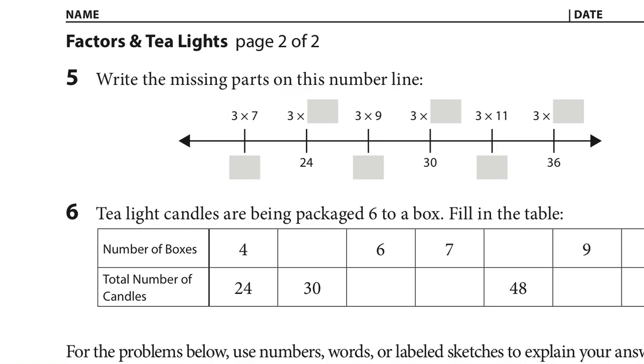We're going to write in the missing parts on this number line. Well, as I look at this number line, it kind of looks like you have 3 times 7, 3 times something, 3 times 9, 3 times something, 3 times 11, 3 times something else. Looks like we're counting by threes. And if we have 7, something, 9, something, 11, something, we might be able to guess that the other number is going up by 1.